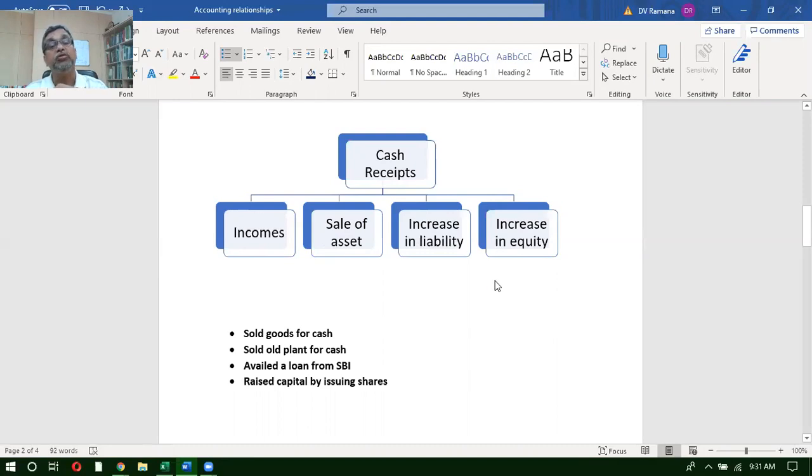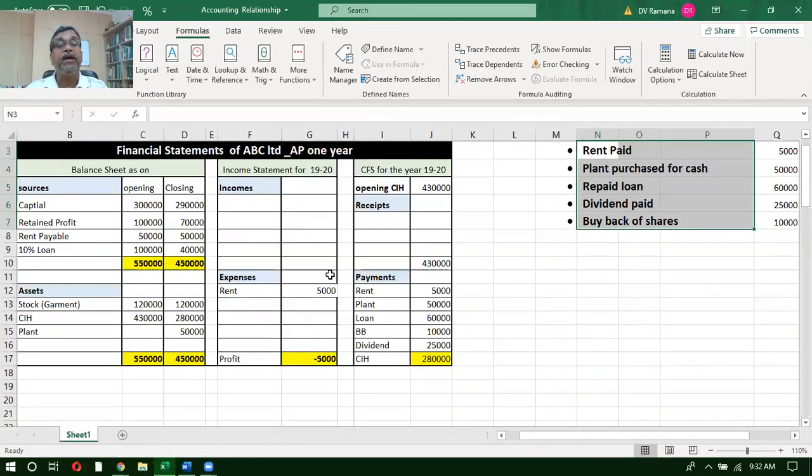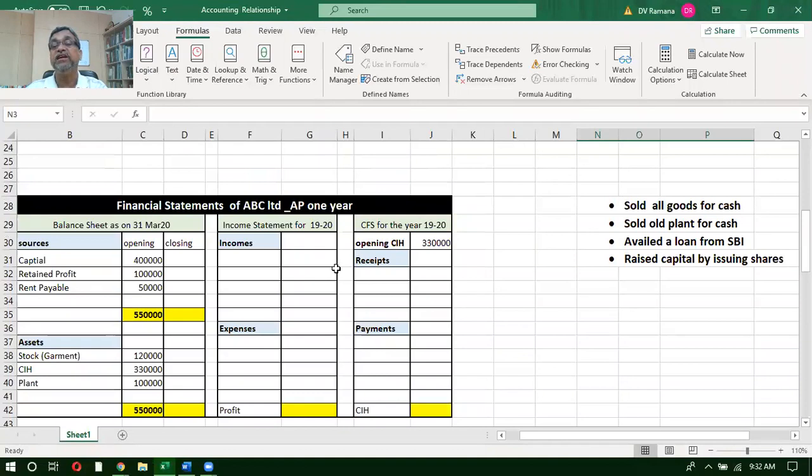So the receipt may result in income, sale of an asset, creation of a new liability, or increase in equity. For example, sold goods for cash is an income. Sold plant for cash is a sale of an asset. Availed loan from SBI is a creation of a liability, and raised capital by issuing shares is an increase in equity. So once again, let us go to the Excel to see this exercise.